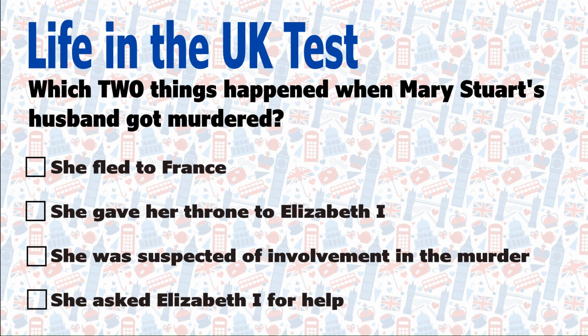Which two things happened when Mary Stuart's husband got murdered? She fled to France. She gave her throne to Elizabeth I. She was suspected of involvement in the murder. She asked Elizabeth I for help. She was suspected of involvement in the murder and she asked Elizabeth I for help.